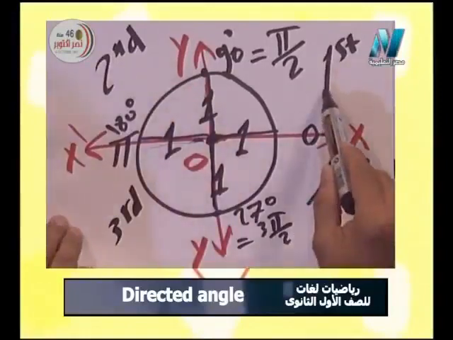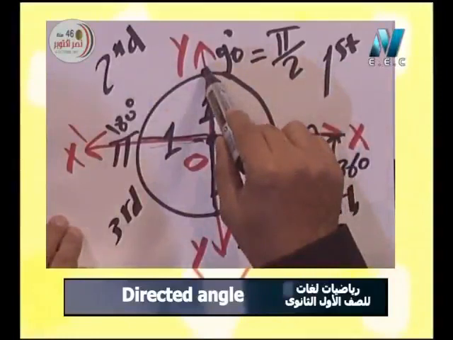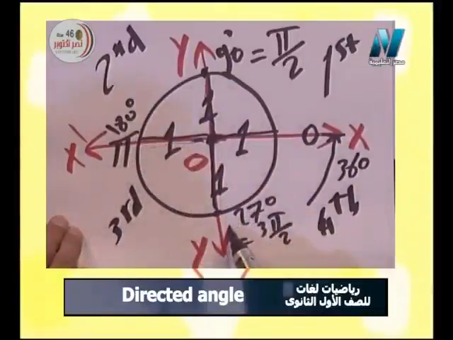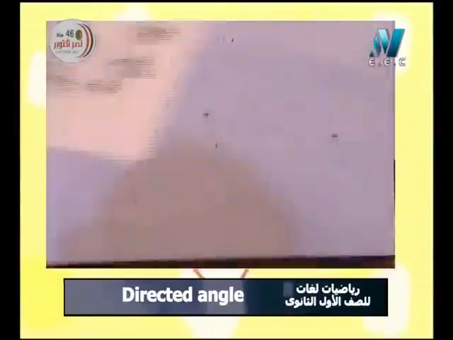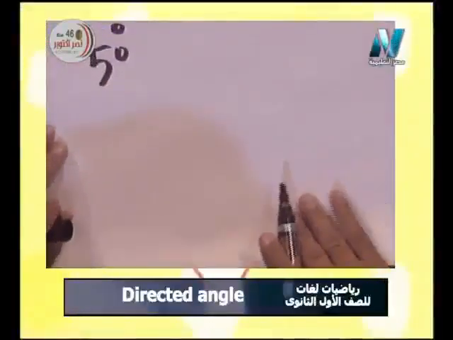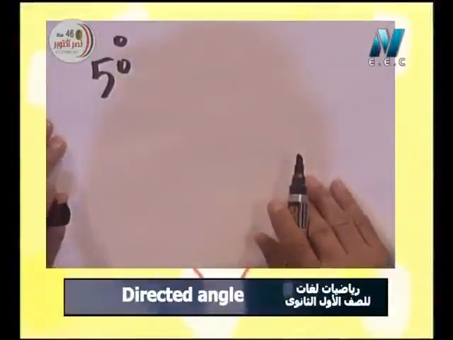We have here the first quadrant, which includes angles between 0 and 90, the second between 90 and 180, the third between 180 and 270, and the fourth between 270 and 360. If we have angles and we want to find out where they lie in the quadrants, say we have an angle of 50 degrees, where does it lie: in the first, second, third, or fourth quadrant?